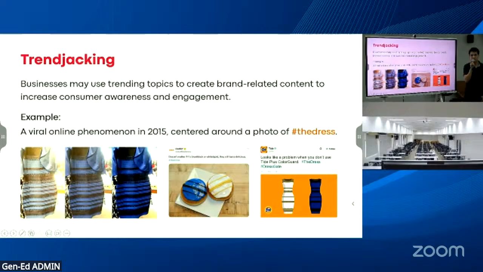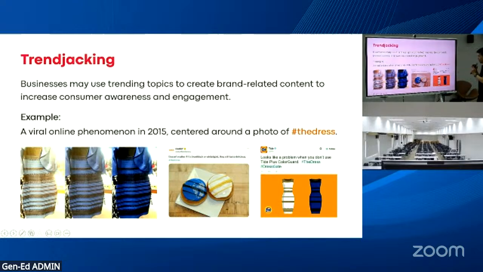So what do the trends tell you, and how can businesses get the advantages of the trend? We call the strategy trend tracking. Businesses may use trending topics to create brand-related content to increase consumer awareness and engagement. If you know what people are talking about, then you can join the conversation and embed your business or your product by talking with people who are talking about that trend.